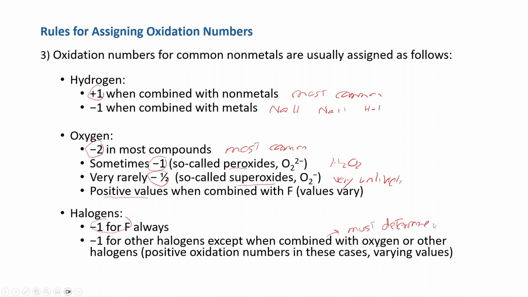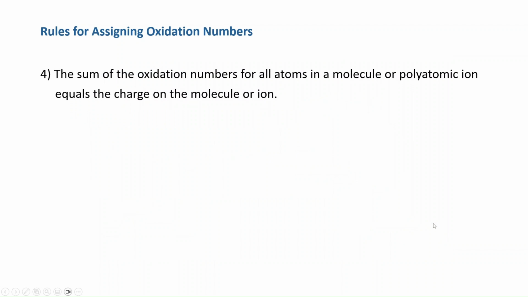And finally, the last rule that's going to allow us to make those determinations: the sum of the oxidation numbers of all atoms in a molecule or in a polyatomic ion equals the charge of the molecule, which is 0, or the charge of the ion, depending on the ion. So let me give you an example. For instance, nitric acid.